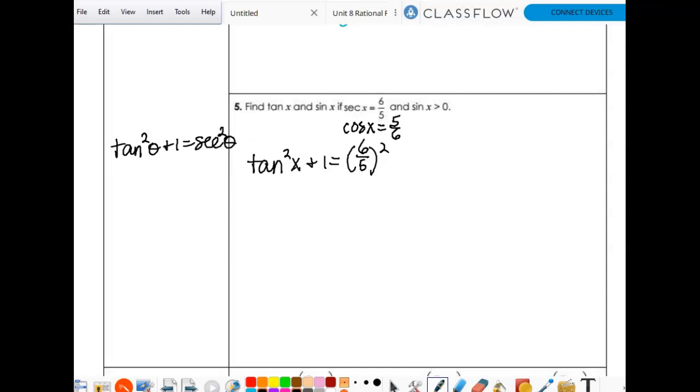Everybody good? So this is the part you don't like, right? 6/5 squared. This is the 4th grade math part. 6/5 squared, what's 6 times 6? And 5 times 5? Okay. So this is 36/25. I want to change my 1. I need a common denominator. So what goes on top over here? 25, it has to match. So I have tangent squared of x plus 25/25 equals 36/25.